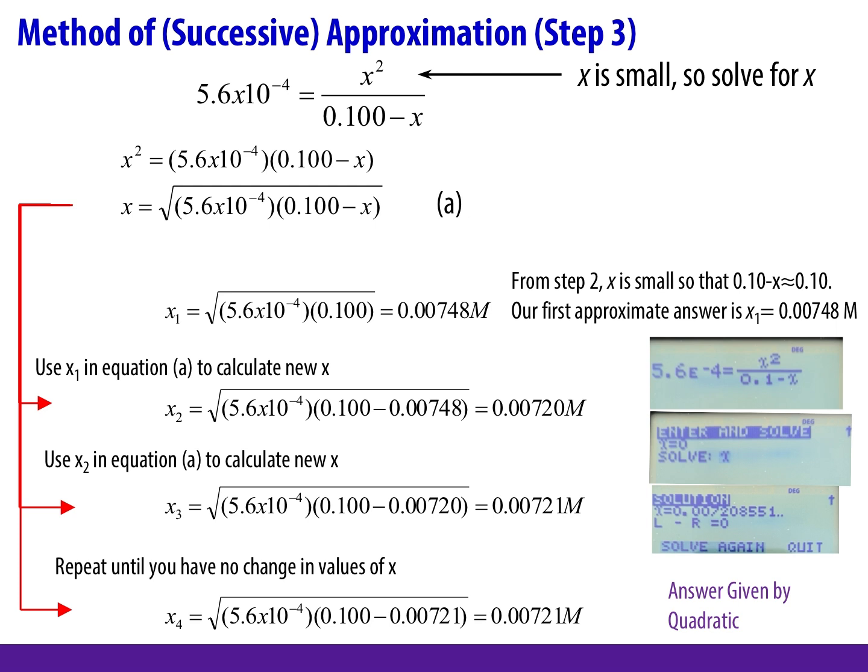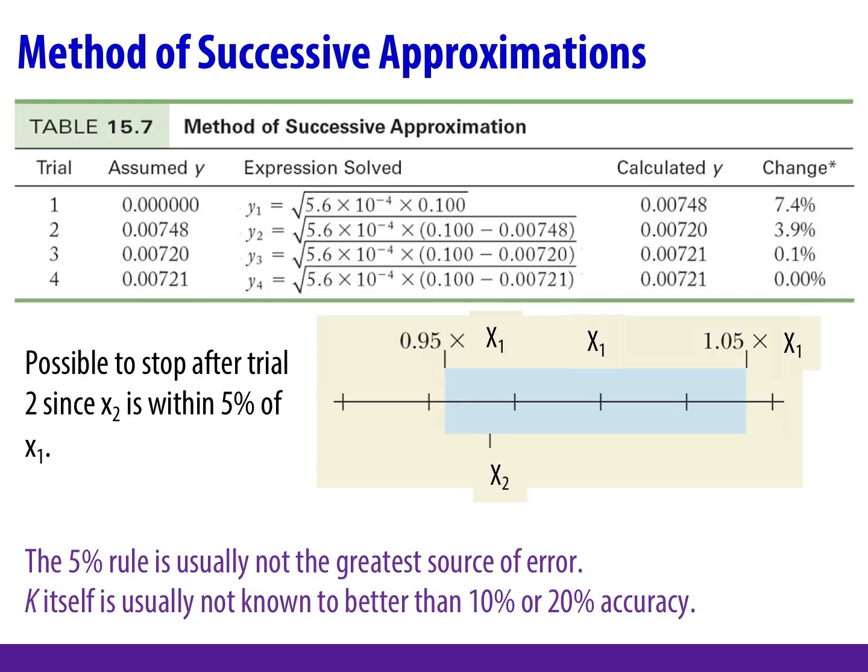I would always encourage you to just use the normal approximation when you can, when it works, because that is just so much less typing and so much less work than anything else. So again, trial 2, another way to do this is as long as you're within that sort of 5%, or again, to 2 significant figures have the same value, it would be fine to stop here after that next trial. So usually not the greatest source of error. There are lots of other things that limit our knowledge of K's to within about 10 to 20% normally.